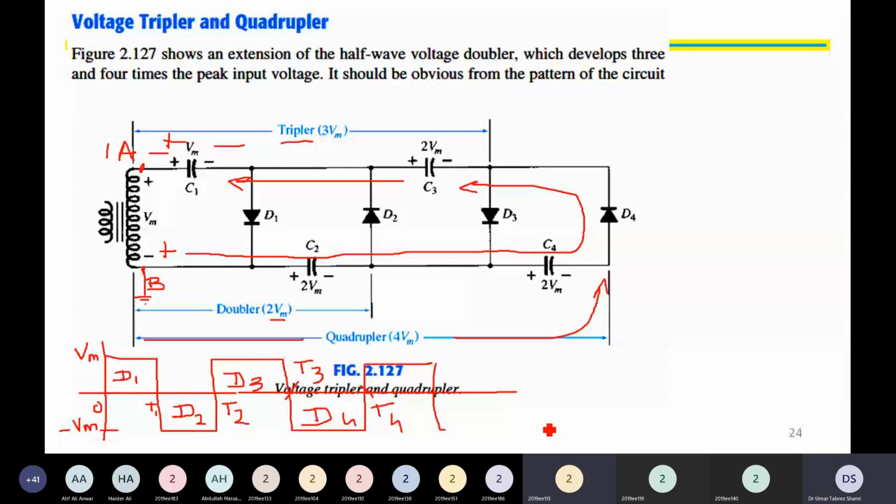Sir, to satisfy the law of conservation of energy, the current should reduce.